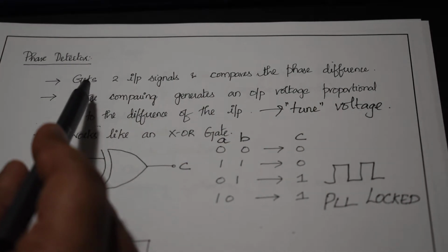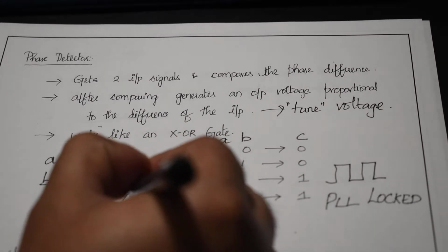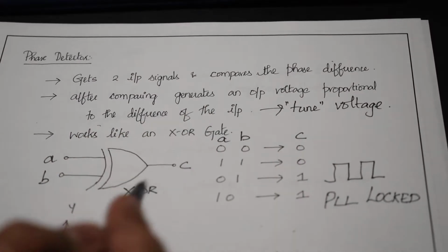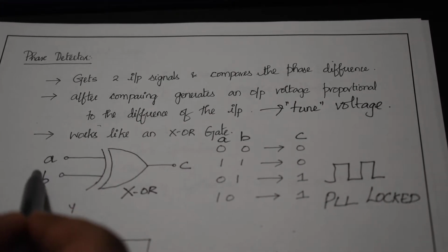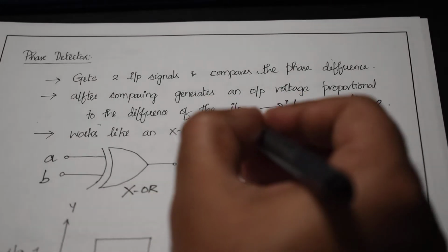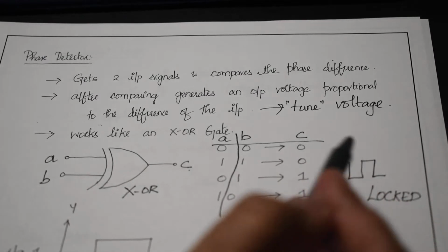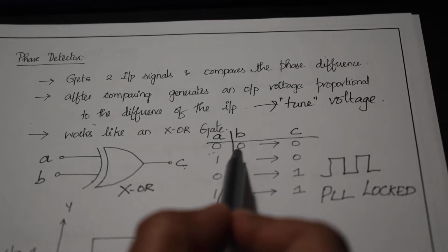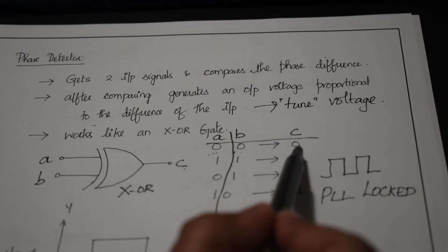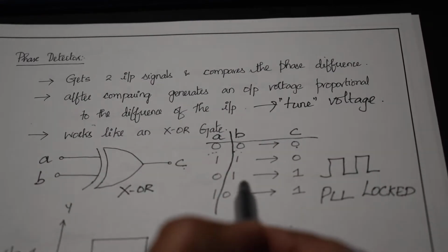This phase detector circuit can be simply realized by using an XOR gate. Let's say we give two inputs A and B to the XOR and we get an output C. So this is the truth table of the XOR. You have two zeros, which means that the two inputs are the same, and the XOR gives you a 0, which means it is low or no output.